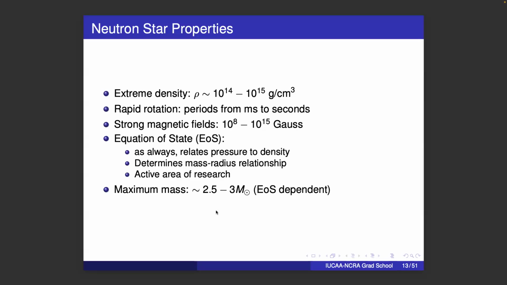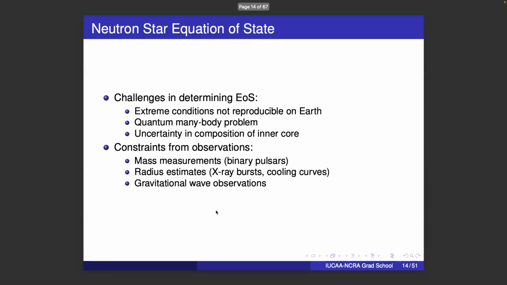Equation of state, it relates pressure to density. It also allows you to calculate the mass radius relationship. Okay, and we can do both of these things with white dwarfs. But in the case of neutron star, this is an active area of research. People are still trying to figure out the equation of state of a neutron star. The maximum mass could be in this range. It's a little bit equation of state dependent.